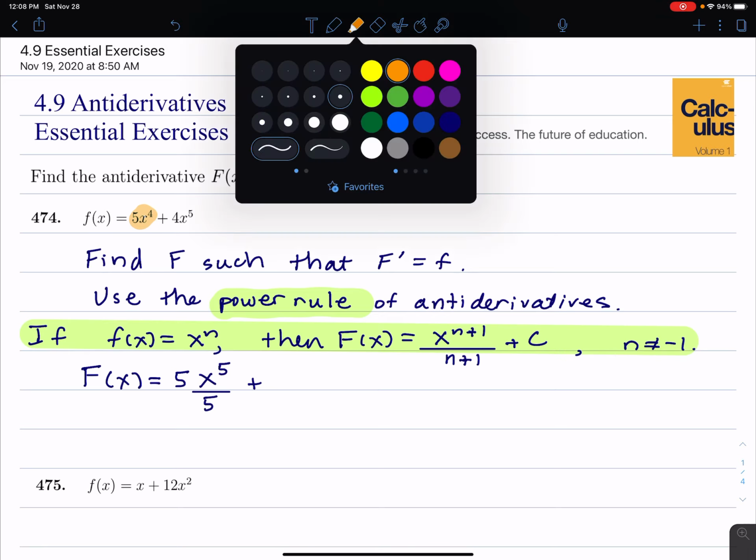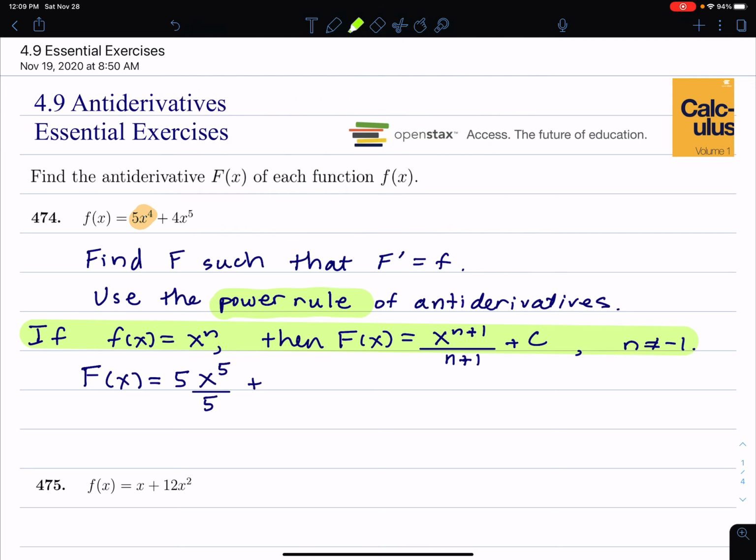Now let's move on to this next little piece here. I'll highlight that also. The 4x to the 5th. I'm going to take the 5 and add 1, and I get 6. And I divide by 6. Okay, that was that piece right there. And then I go ahead and add c.